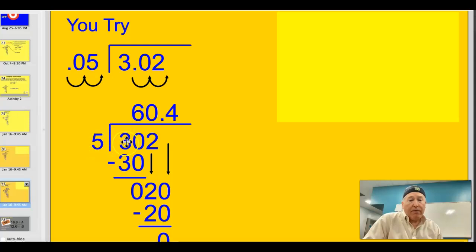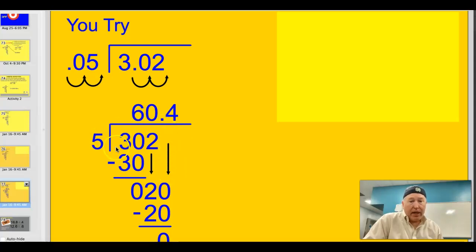Let's see. Does 5 fit into 3? No, so I leave that blank. Does 5 fit into 30? Yes, it goes in there 6 times. Notice how the 6 is right above the 30. 5 times 6 is 30. When we subtract it out, we have 0. We bring down the 2. How many times does 5 go into 2? Well, it goes in there 0 times. Bring down a 0. We've got our decimal here.